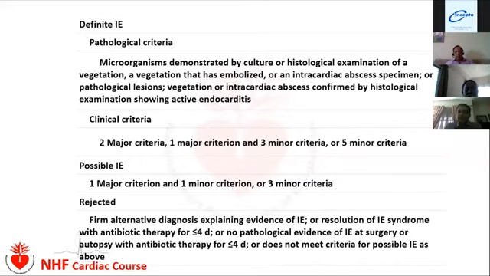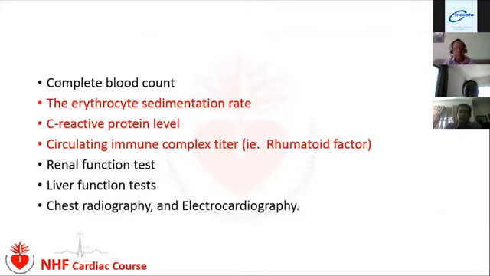And it will be possible infective endocarditis if there is 1 major criterion and 1 minor criterion, or 3 minor criteria. And the diagnosis is rejected if there is a firm alternative diagnosis explaining the evidence of infective endocarditis, or resolution of the syndrome with antibiotic therapy in less than 4 days, and it does not reappear.